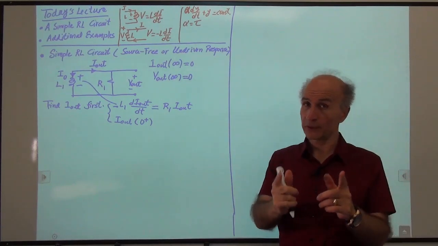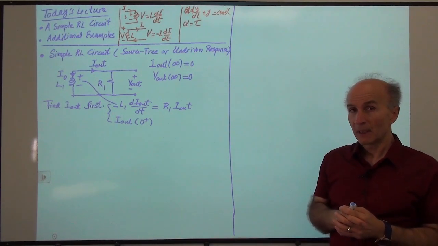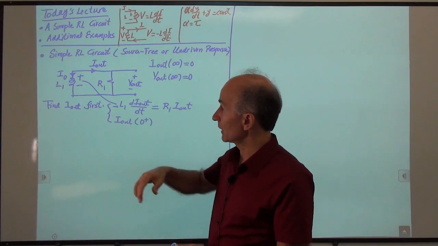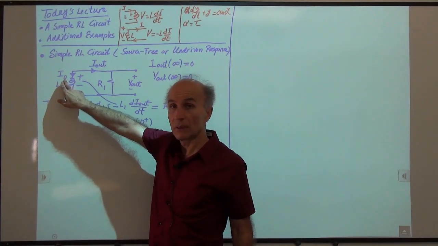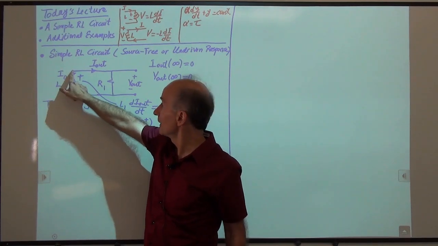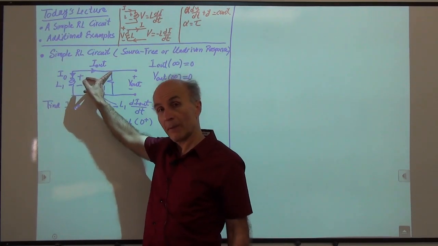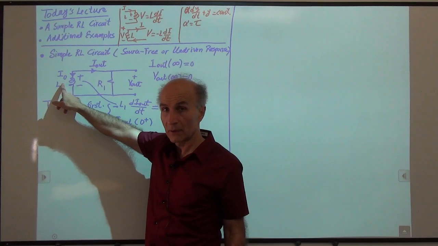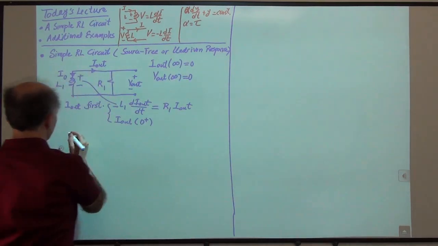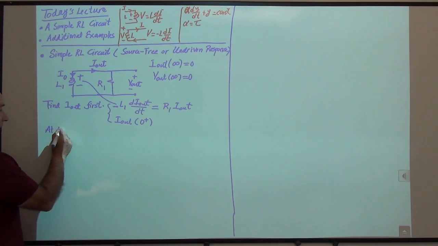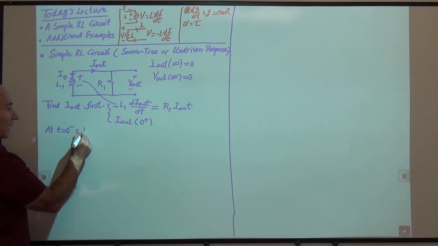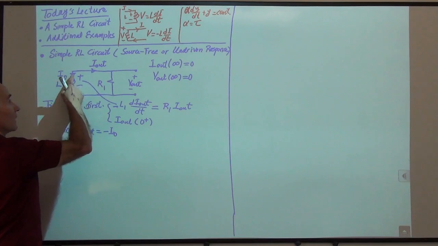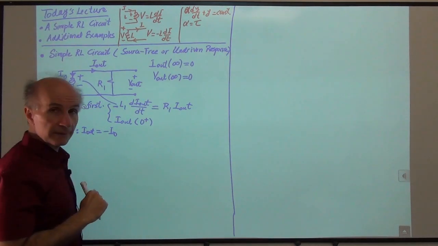So again, you have to be very careful here. Okay, how much is I out at 0 minus? Well, we said that the current initially flowing through L1 is given by I0, but this current I0 has this direction, whereas I out has the opposite direction. So at 0 minus, I out is equal to minus I0. So let's write that out. At t equals 0 minus, I out is equal to minus I0, because this is going this way, this is going this way, right? They have opposite directions.